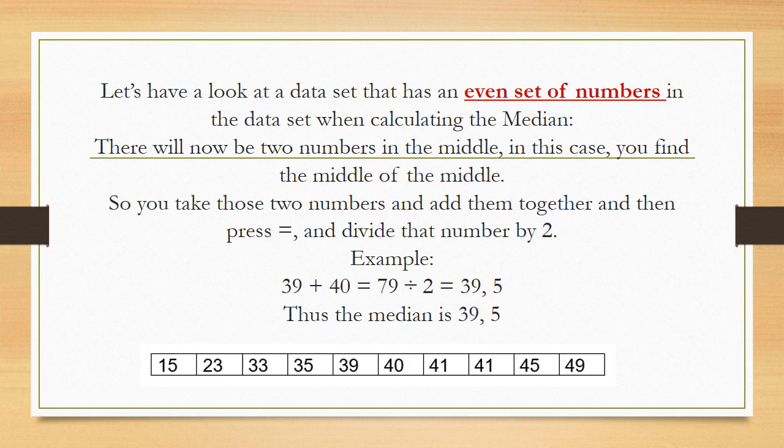So very important, we want to find the middle of the middle. So you add the two, please press equal, 39 plus 40 equals, and then you divide your answer by 2. Lots of you will write 39 plus 40 divided by 2, and then your answer will give you 59. And you can see that 59 is definitely not the middle there. Okay, so the middle of the middle will give you 39.5.